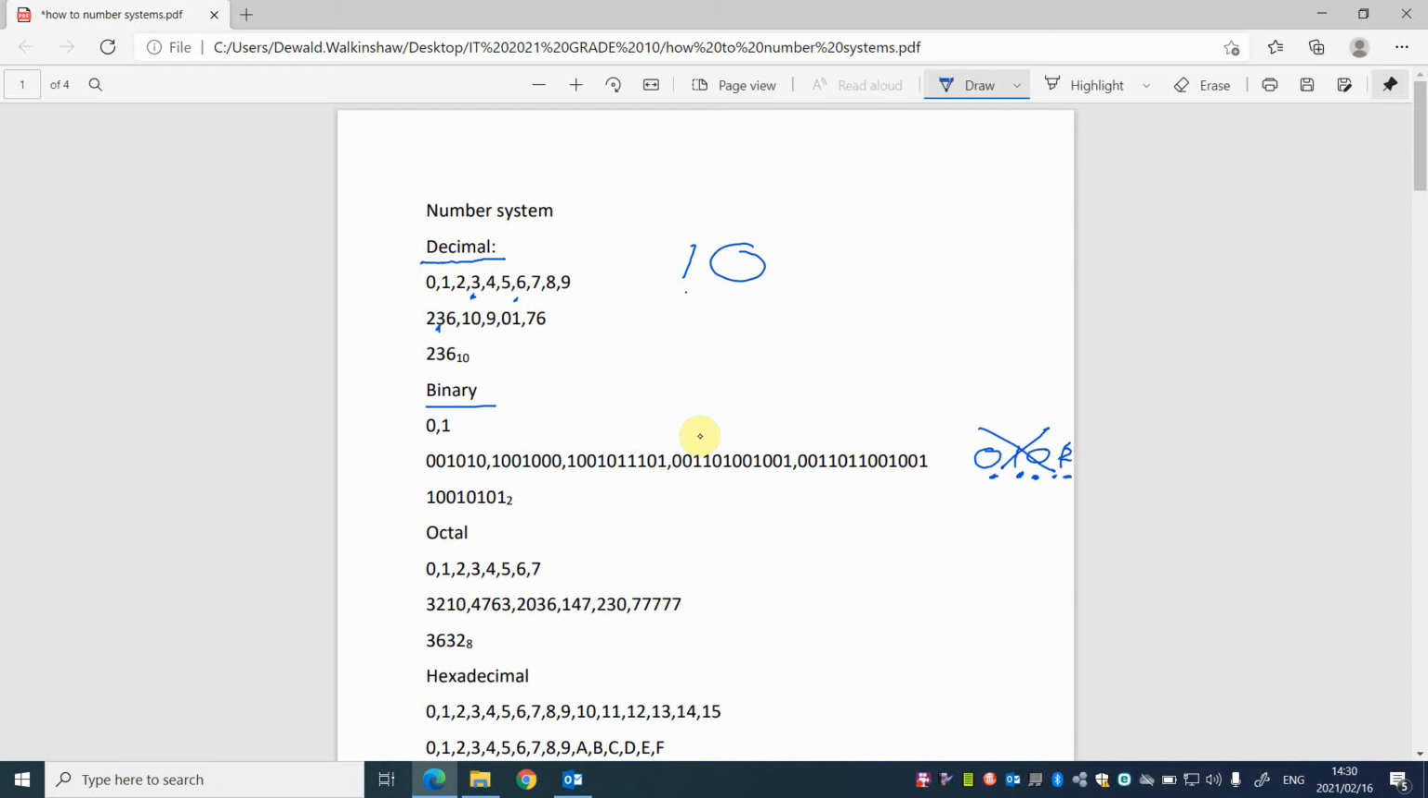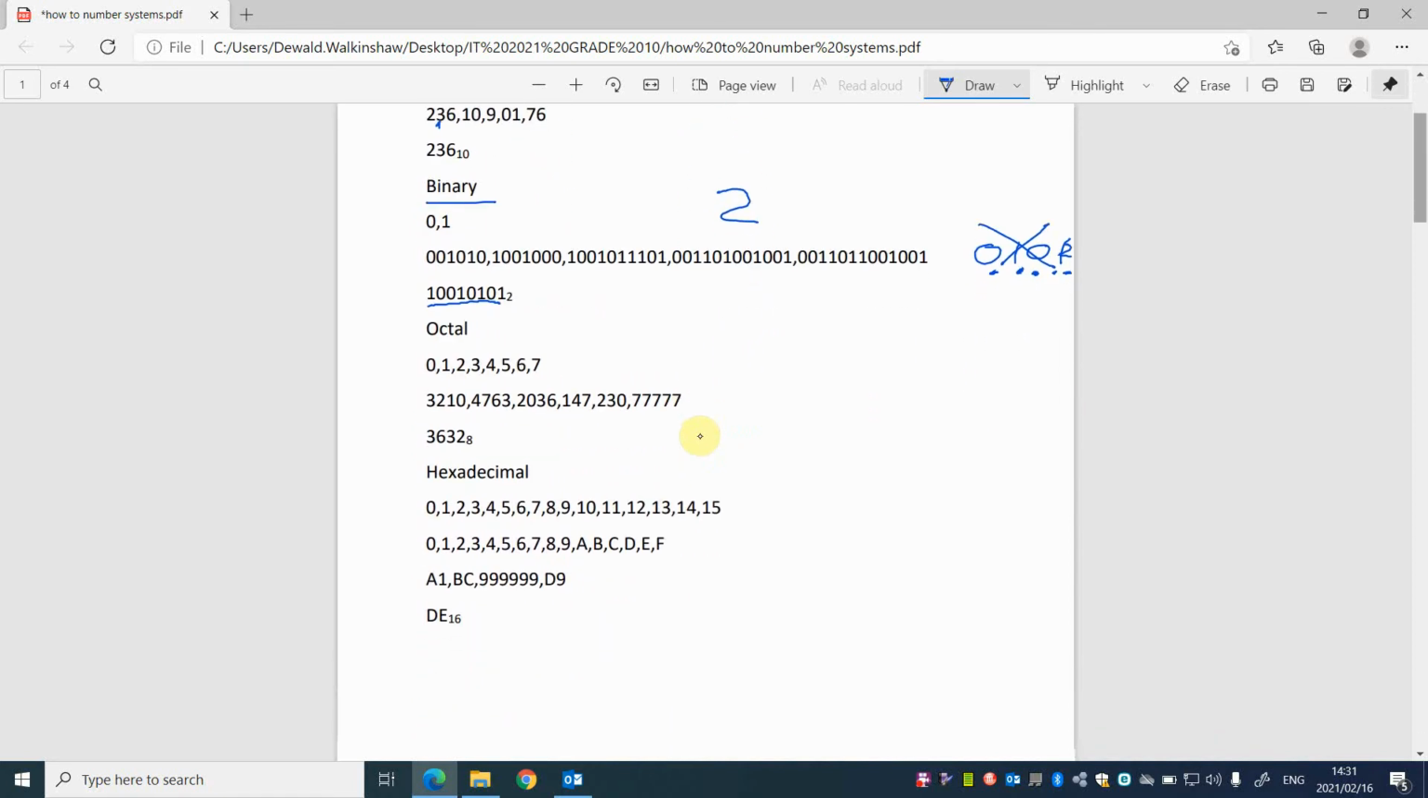Okay, so how do we write our binary numbers down? We just write down our number and then to the base of what? Just like decimal had the small 10, binary we know stands for 2, so we just write a small 2 there at the bottom. Okay, so that is decimal and binary.